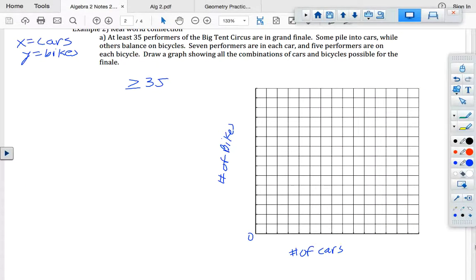All right. Well, now I have to finish writing out this inequality. What do I do? Cars plus the bikes. Good. 7x plus 5y. Yeah, 7x, excellent, plus 5y. Now I have my inequality.